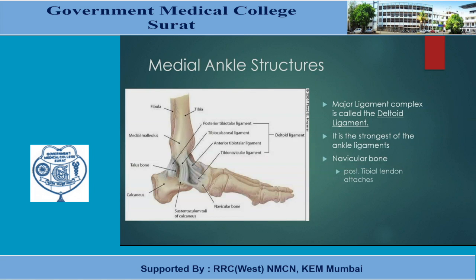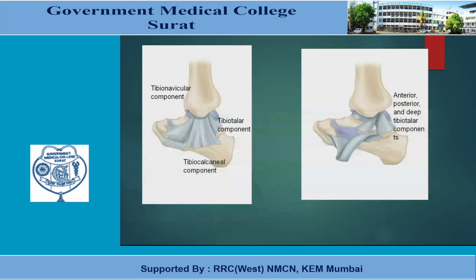Medial ankle ligament, the major complex is the deltoid ligament. So it is the strongest ligament of the ankle. Navicular bone, posterior tibial tendon attached. The tibialis posterior tendon is attached to the navicular bone. Now this is a tibio-navicular component, tibio-talar component and tibio-calcaneal component.